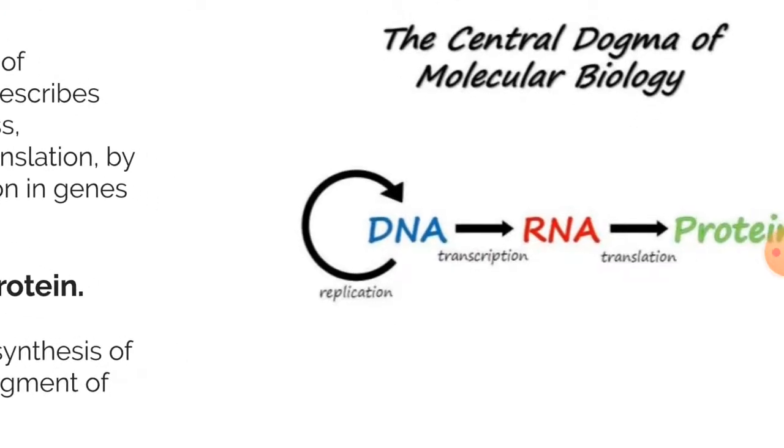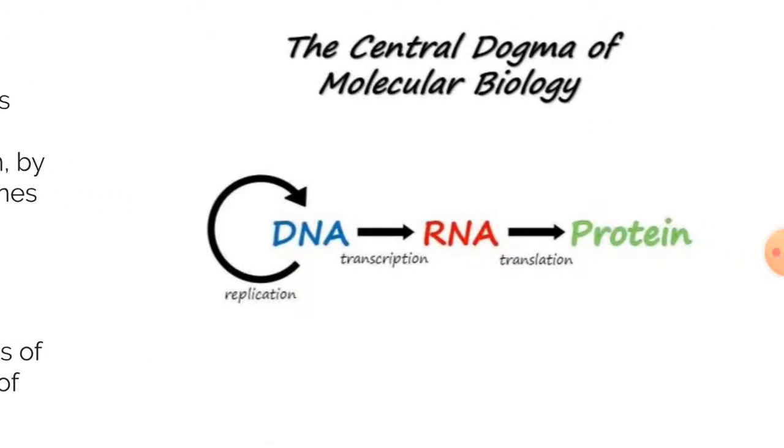You see here that DNA can replicate to form DNA, that is the replication. Transcription is the process, we will study it later on, by which the DNA forms the RNA, and by translation of this RNA, proteins are formed. Right? This is the central dogma of molecular biology.